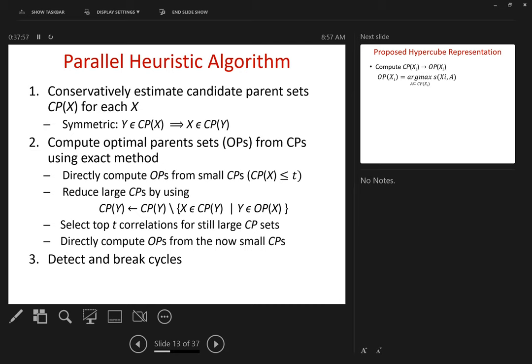And if you're still left with a handful of genes which have much larger candidate parent sets, then you give up and say, look, I can't compute, and I'm going to just pick the top T correlations or something like that. So now you exponentially mine these things, and then you put them together.